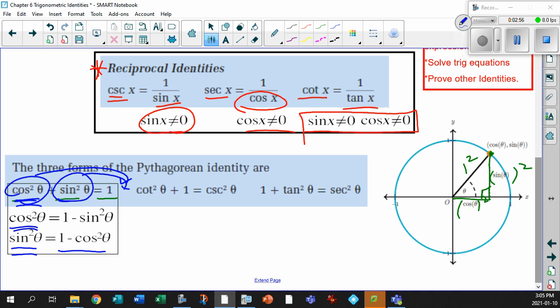But there's a couple other Pythagorean identities that we're going to talk about, and that's this one and this one. This is the cosecant squared theta identity, and this is the secant squared theta identity. Surprisingly enough, all of that is from, guess who? Right here, baby. Yes, absolutely.